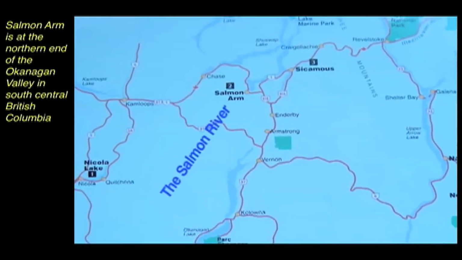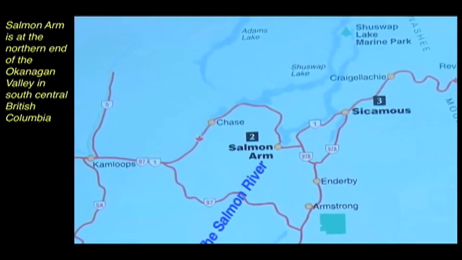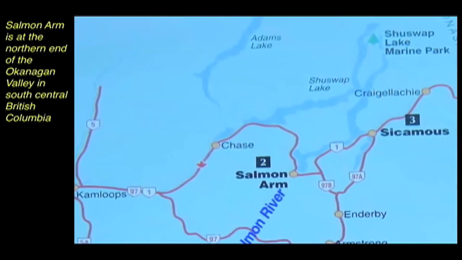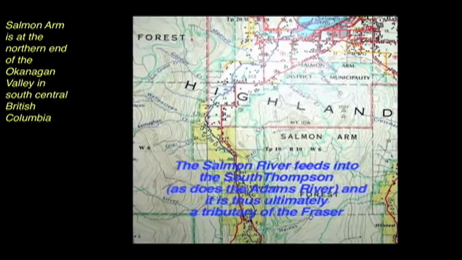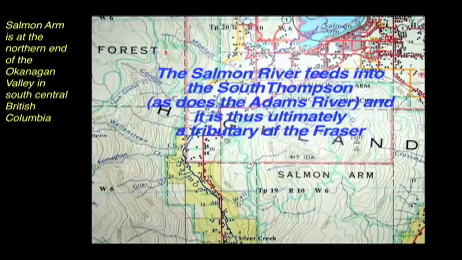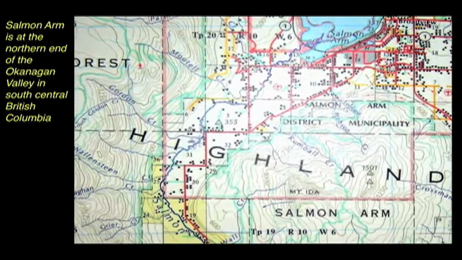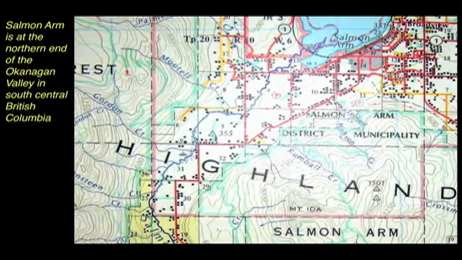Salmon Arm is at the northern end of the Okanagan Valley in south-central British Columbia. It is halfway between Calgary and Vancouver on the Trans-Canada Highway. The Salmon River has a twisting course through the flat bottom of the Salmon River Valley. It flows northwards, emptying into Shuswap Lake at Salmon Arm Bay, which is shown in blue at the top of this map.